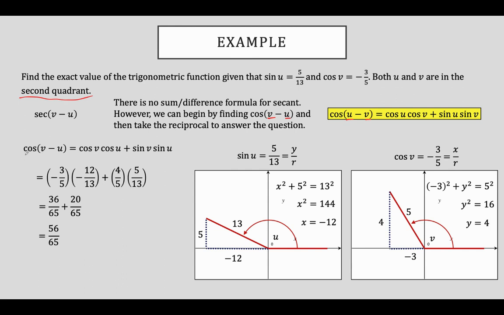So this is the cosine of v minus u. Notice that what we were looking to find was the secant of v minus u. Well, cosine and secant are reciprocals of each other. That means to get the secant of v minus u, I just need to take the reciprocal of this fraction, 1 over 56 over 65. And the shortcut for that is just to flip it. The secant of v minus u is equal to 65 over 56.